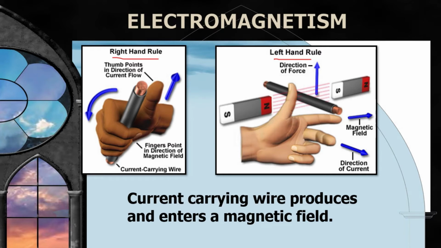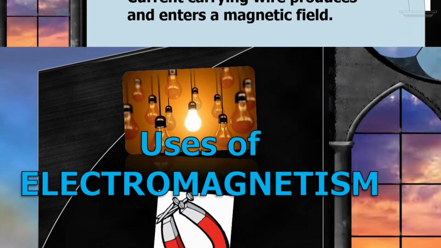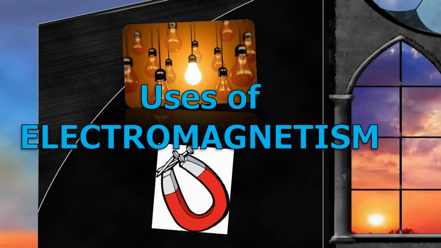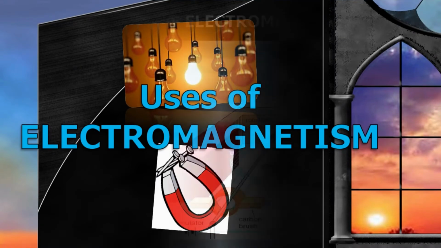So a current carrying wire produces and enters a magnetic field. This is based on the left hand and the right hand rules that we have in this presentation. Let's go now with the uses of electromagnetism.